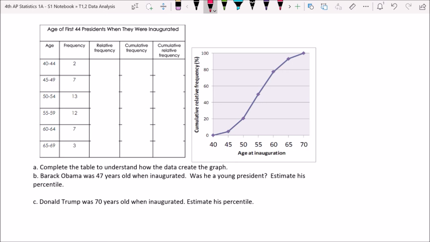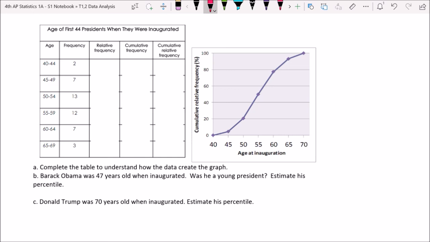So we have the data aggregated in categories on the left. What we're talking about is the age of our first 44 presidents at the time they were inaugurated. So we have 2 presidents that were inaugurated when they were between 40 and 44 years of age, 7 that were between 45 and 49 years of age, and so on.